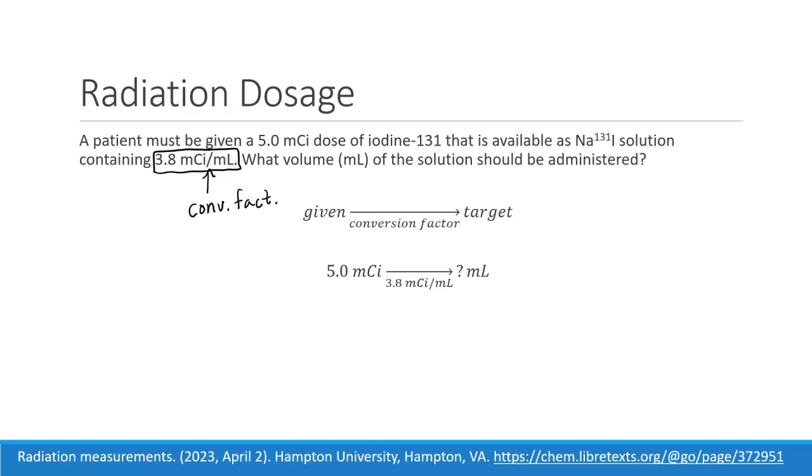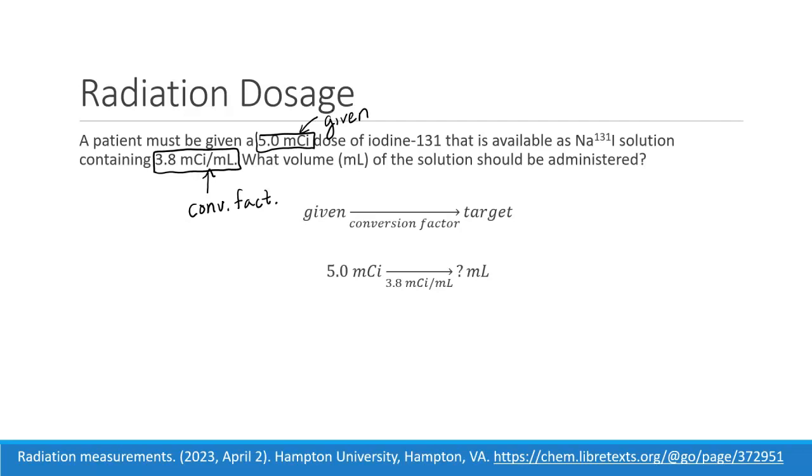And then the only other information that they give us is the 5 millicuries. Notice how there's only a single unit there. There's not a slash or a per statement. And therefore that 5 millicuries is what we call our given information. So we have our given information, our conversion factor, and then the target is what they're asking for. They're asking what is the volume in milliliters.